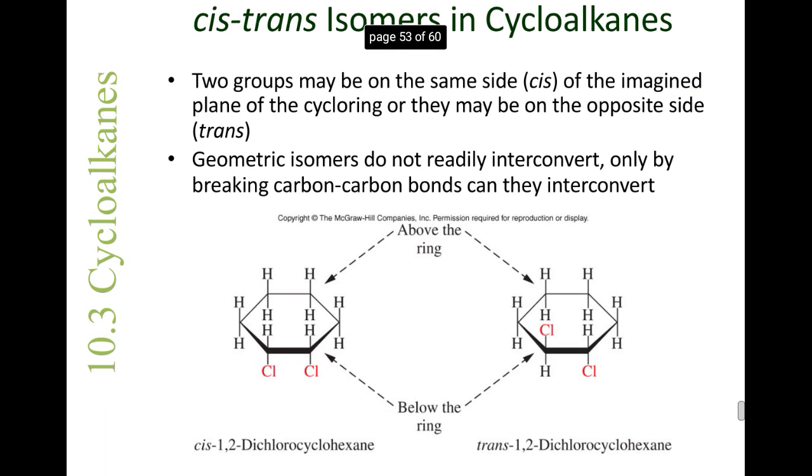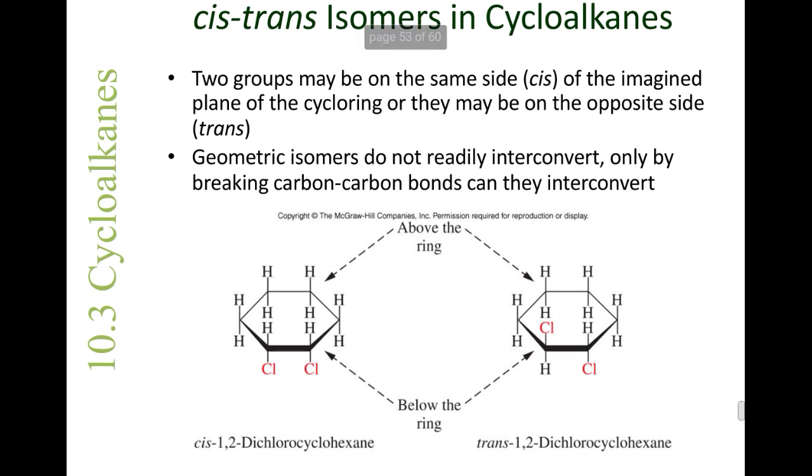Two groups on the same side are called cis. Two groups may be on the same side of the imagined plane of the cyclo ring, or they may be on the opposite side. If you take a look at the two examples at the bottom here, you can see that we have these two chlorine atoms on the same side of the cyclohexane molecule. And in the other example, you can see that they are on opposite sides of the cyclohexane molecule.